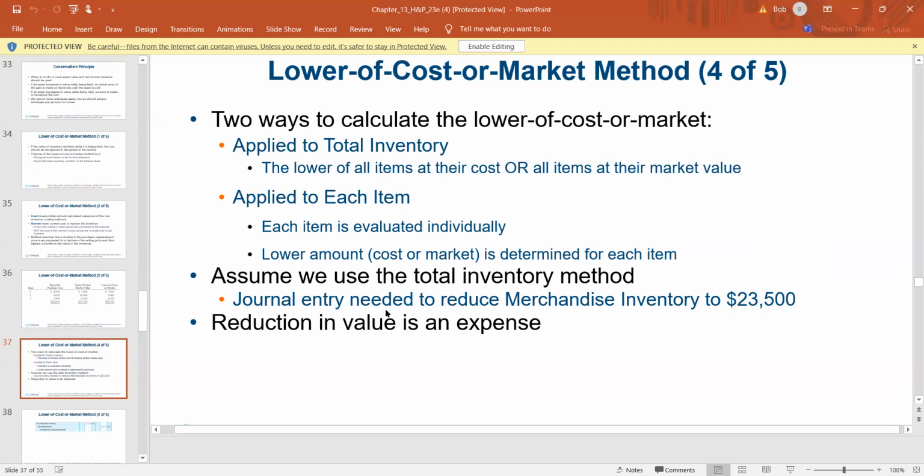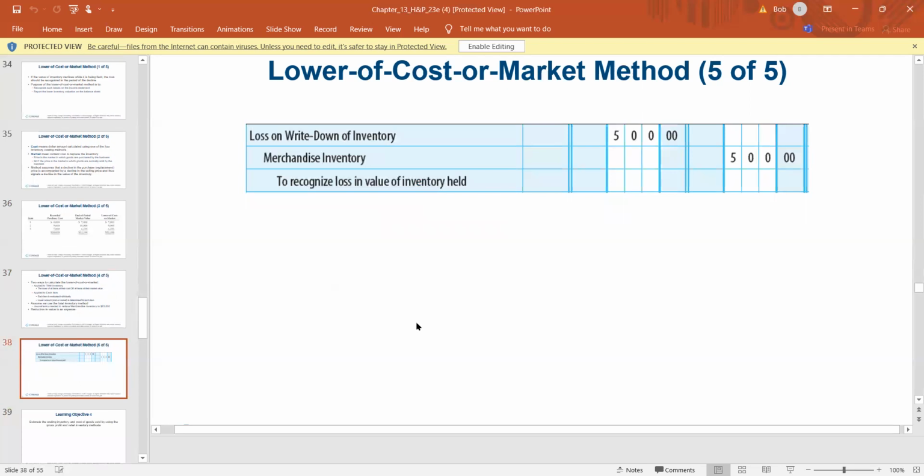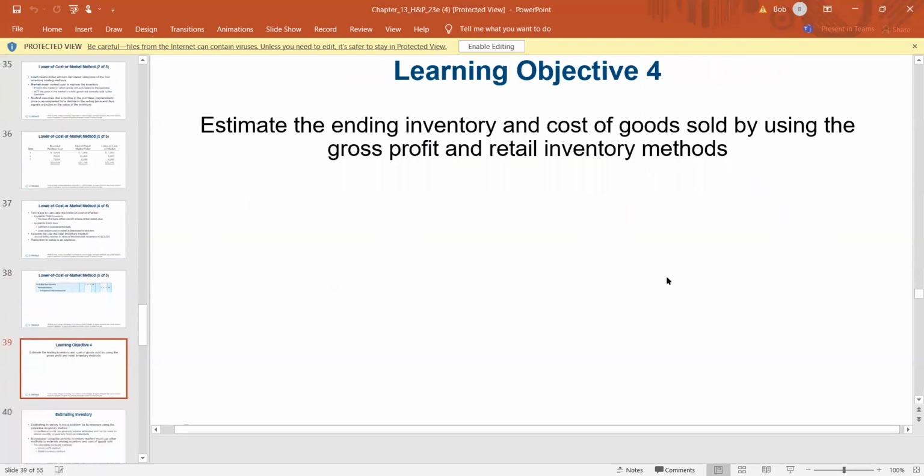The journal entry needed to reduce the merchandise inventory. Well, $23,500 is what it is at market, huh? So we have a $500 difference. We debit an account called cost of goods sold, in this case they're calling it a loss on write-down of inventory. Where I worked for many years, we called it cost of goods sold, lower of cost or market, something like that. And you credit the inventory. You don't have that inventory anymore. You recognize that loss.